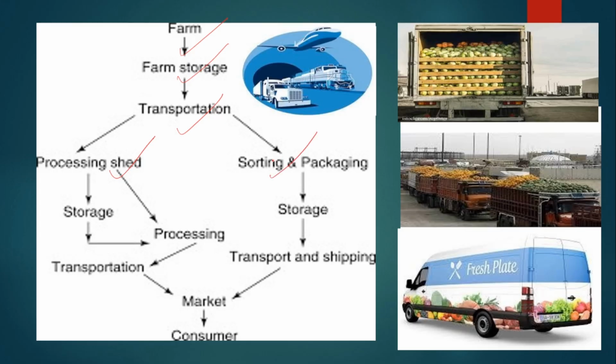Sorting and packaging: sorting products for quality and packing them for storage or shipping. Storage: temporary holding to maintain quality before distribution. Transportation and shipping: distribution to markets, possibly involving multiple transport modes. Processing: additional steps that may involve cleaning, cutting or further processing for final products. Coming to the market, products are displayed for purchase by consumers. Consumer, the final stage where consumers purchase and consume the product. Each step is essential for quality control to ensure food safety and freshness.